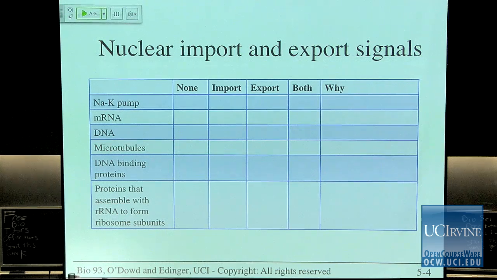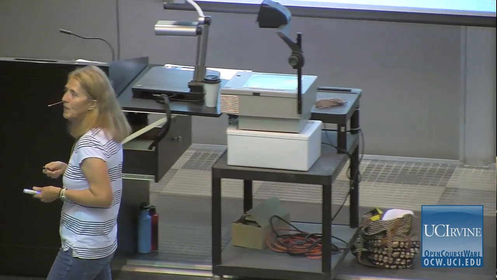All right, let's go ahead and start at the top of this list now. Sodium-potassium pump, what type of molecule is it? Okay, some people, the answer was both, but what type of molecule? It's a protein, right? Okay, and so this is the membrane, and so none, import, export, or both? How many say none? Import, raise your hand. Export, both. Okay. The majority of you are not right.